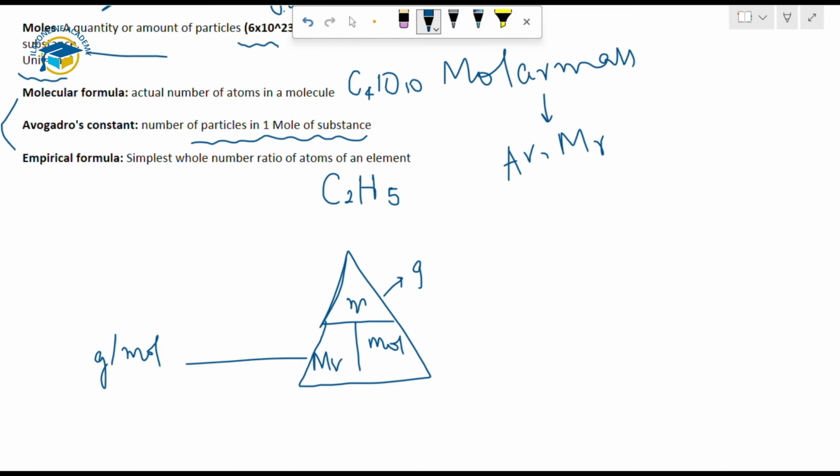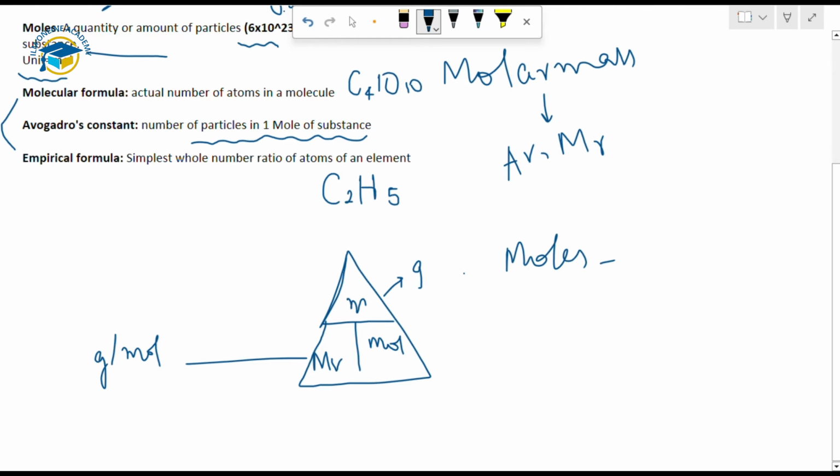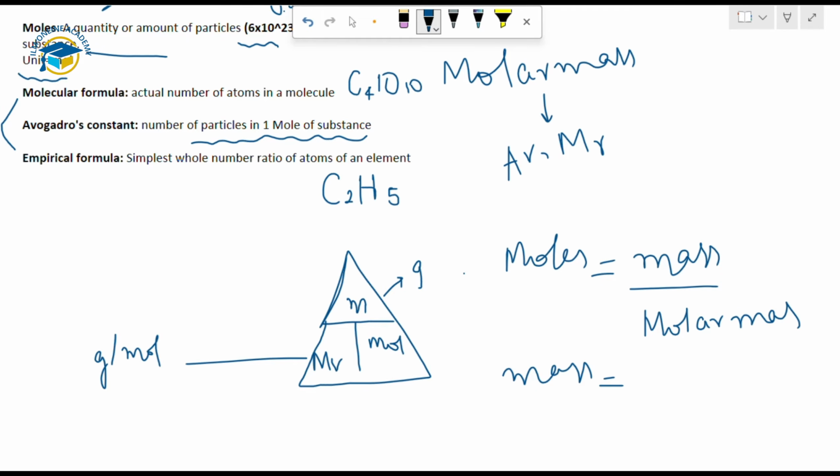Molar mass is numerically the same as the relative molecular mass, but the molar mass has a unit of gram per mole, whereas a relative molecular mass is unitless. The relative molecular mass of calcium is 40, but the molar mass of calcium is 40 gram per mole. So the simplest formula for calculating the moles is moles equals mass in grams over molar mass. This is the formula triangle for calculating the moles. For calculating the mass, you have to multiply the moles with the molar mass. So you can adjust the formula according to which quantity you want to find out.